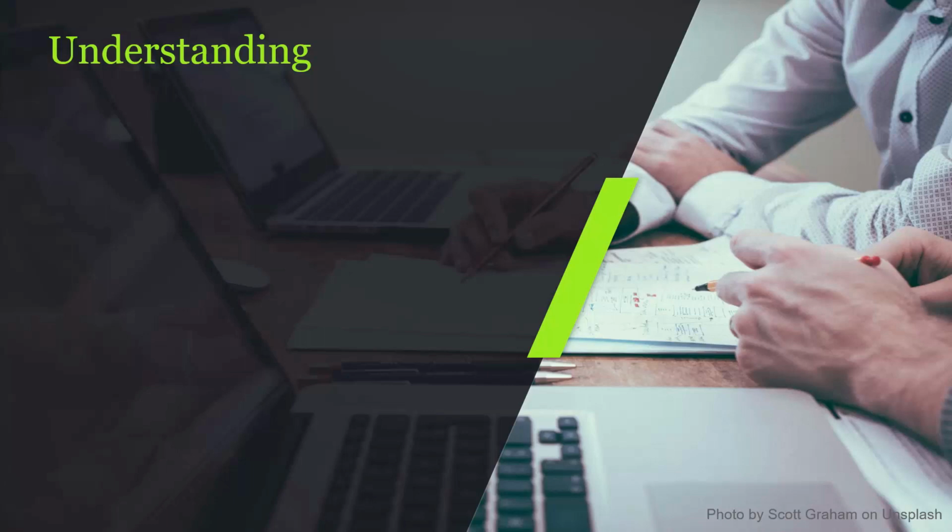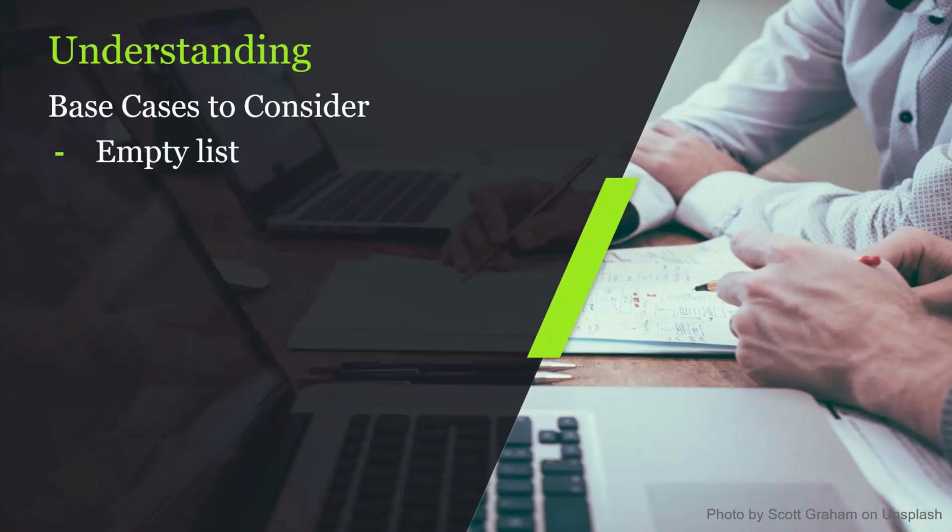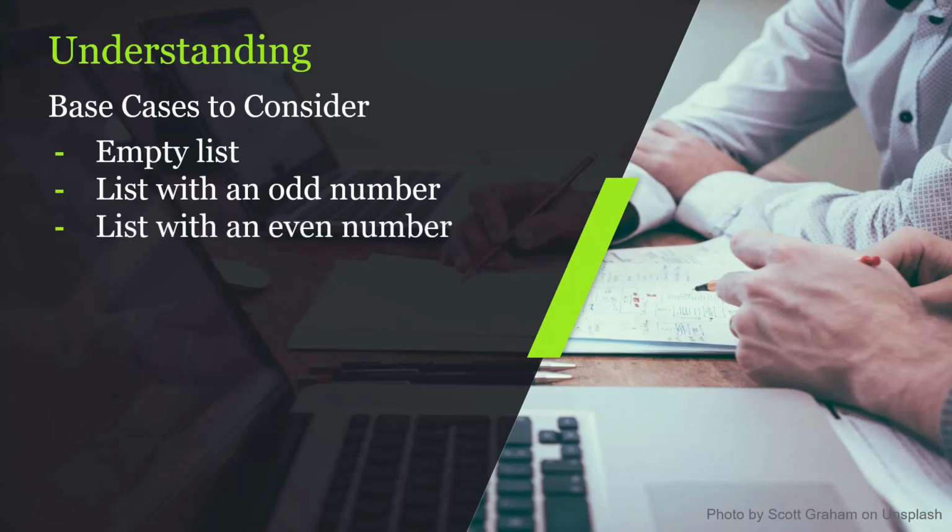So what are the base cases that we want to consider? Well, what happens if the user gives us an empty list as input? What happens if we have a list with an odd number of elements? What happens if we have a list with an even number of elements? We treat each of these slightly differently. So we want to make sure that whatever algorithm we create, given the inputs and the outputs, that we can handle these base cases. So let's figure out what our inputs are going to be.